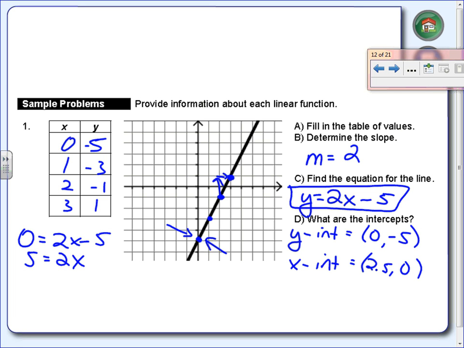I'm solving for x, so the next thing I do is divide by 2. And what do you get when you do 5 divided by 2? 2.5. Exactly what we said over here. So again, I'm just double checking to make sure that it's not maybe 2.4, maybe 2.6. All right, so that's number 1.